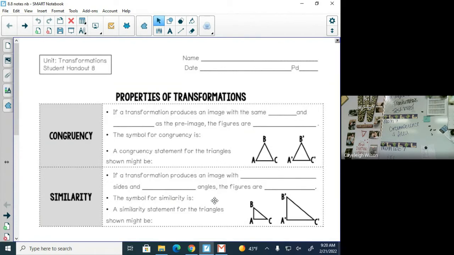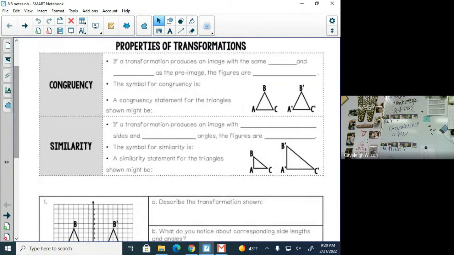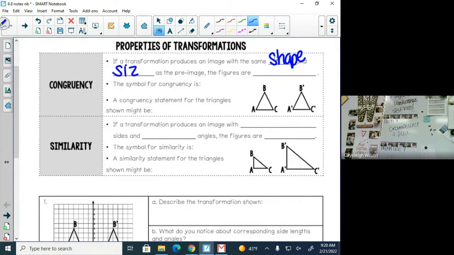All right. So properties of transformations. First thing that we're going to talk about is just a couple of vocab words here, and then we're going to get into talking about what transformations are affected by these vocab words. The first one is congruency. If a transformation produces an image with the same shape and size as the pre-image, then the figures are congruent. So the word congruent basically means equal.